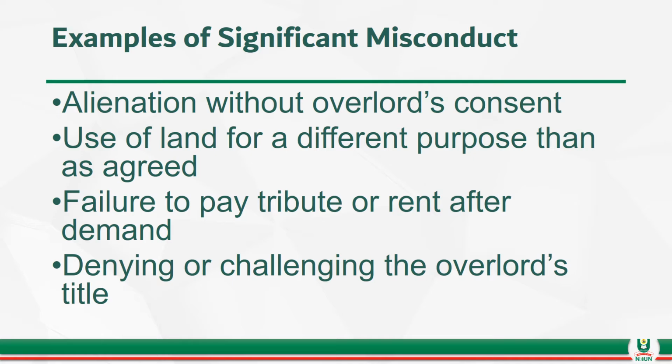alienation without an overlord's consent. So you remember what we said about the nature of customary tenancy. Consent must be sought. So where a tenant goes and alienates without seeking consent, then he can forfeit the tenancy. However, this will not apply, of course, to cola tenancy.